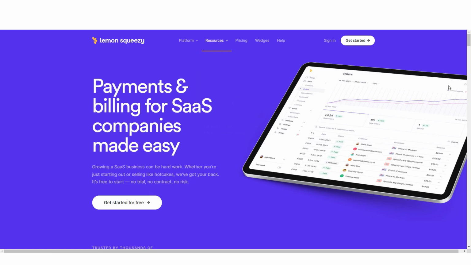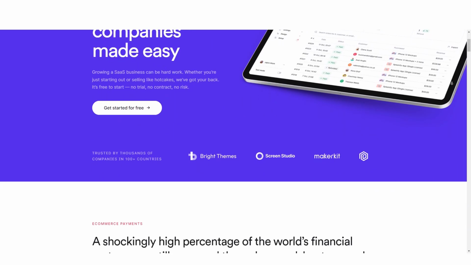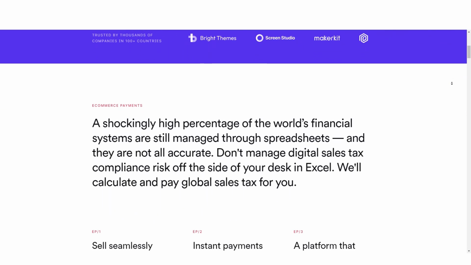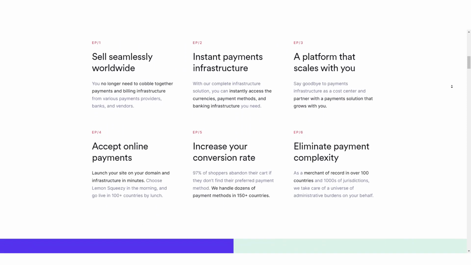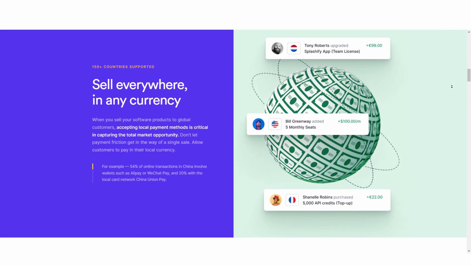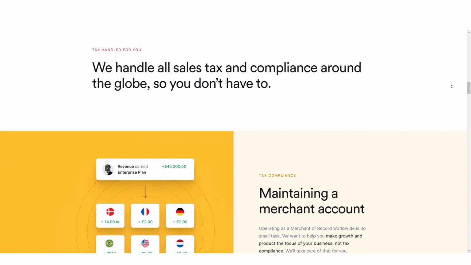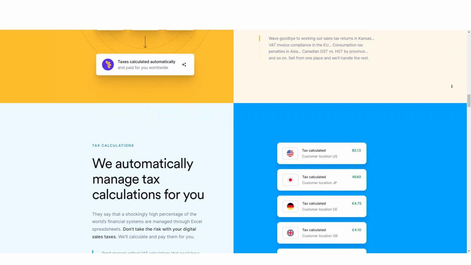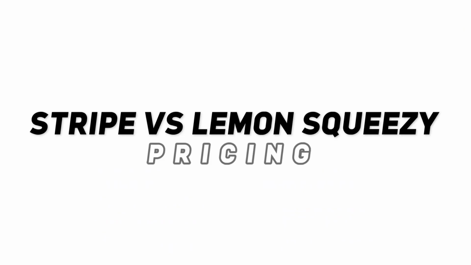LemonSqueezy is a newer entrant in the payment processing space, offering a simplified solution for small businesses and entrepreneurs. It focuses on providing a straightforward user experience with minimal setup requirements. LemonSqueezy supports basic payment methods like credit and debit cards, but may lack some of the advanced features offered by Stripe. While LemonSqueezy may be easier to set up for non-technical users, it may not be as suitable for businesses with complex payment processing needs.